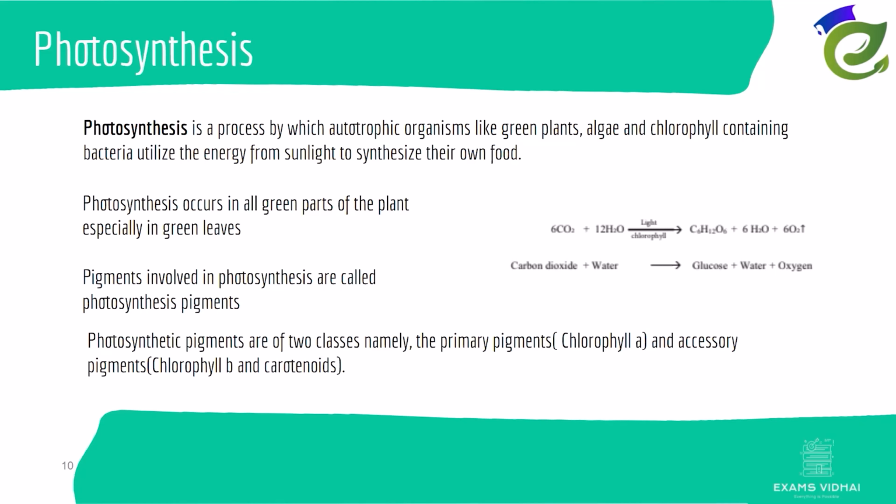Chlorophyll A is a primary pigment that traps solar energy and converts it into electrical and chemical energy, thus it is called the reaction center. Other pigments such as chlorophyll B and carotenoids come under the class of accessory pigments. They pass on absorbed energy to the chlorophyll A molecule. The reaction centers and the accessory pigments are together called photosystems.